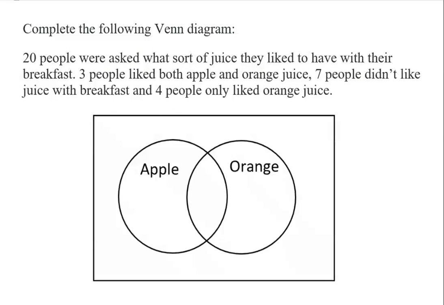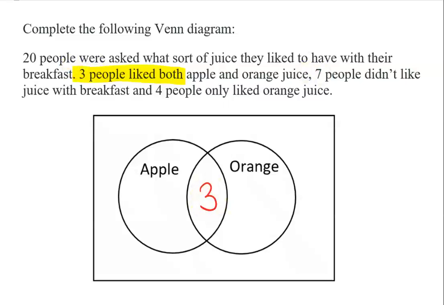So let's go ahead and fill in these circles in the order that's most convenient or the easiest for us if we have the information. The first thing we look for is people that are in the both section. This section here where our circles overlap. And we know that 3 people liked both juices. So we can go ahead and put a 3 in the both section.